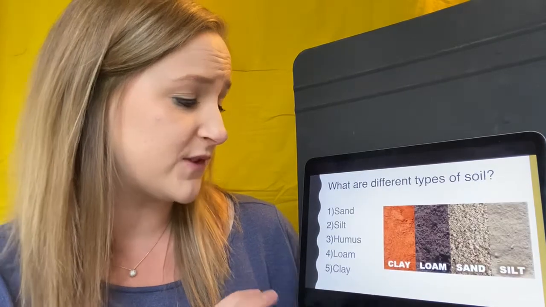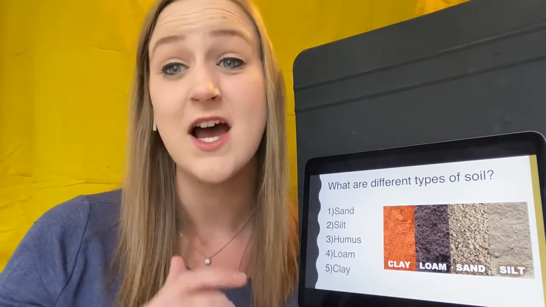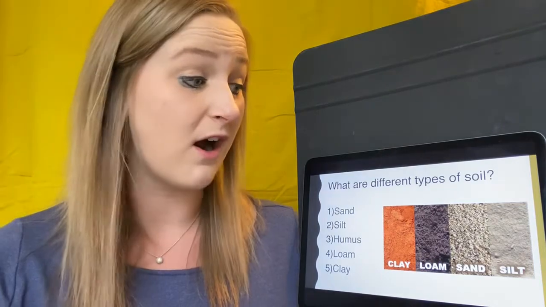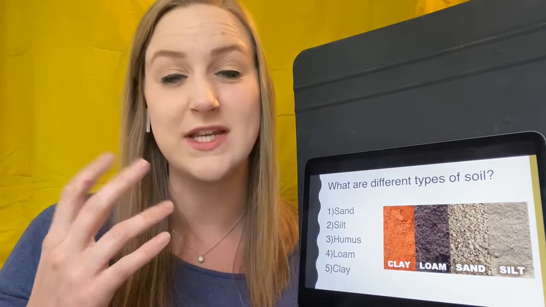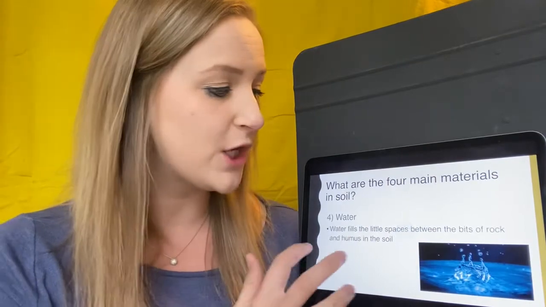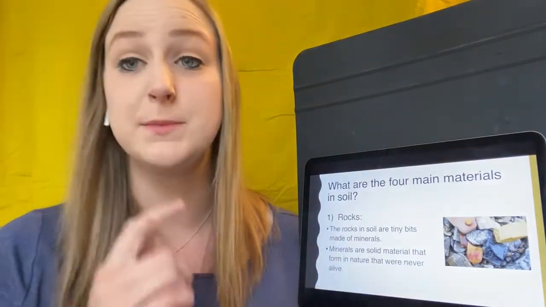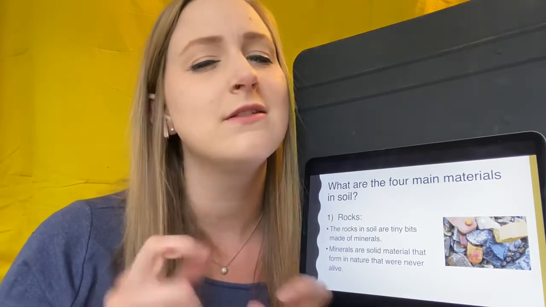And the different types of soil are sand, silt, humus, loam, and clay. And in the next video, we're going to be talking about what these different types of soil are, what kind of goes into them, what are some of their properties, or like the things that we can describe about them. But for now, your job is to go back and think about what are the main materials in soil and what soil is. Underneath this video, the next step that you're supposed to do is to answer some questions, a little exit ticket. Let me know that you were listening to my video and answer those questions.